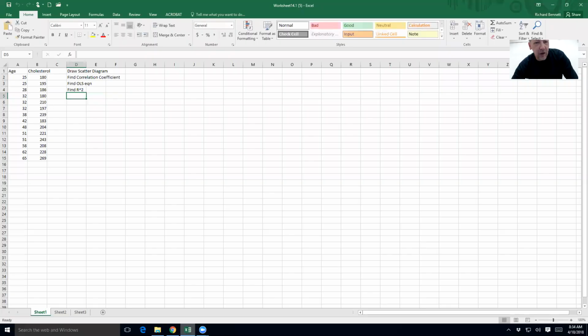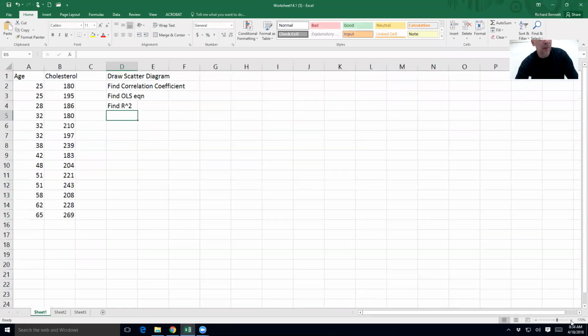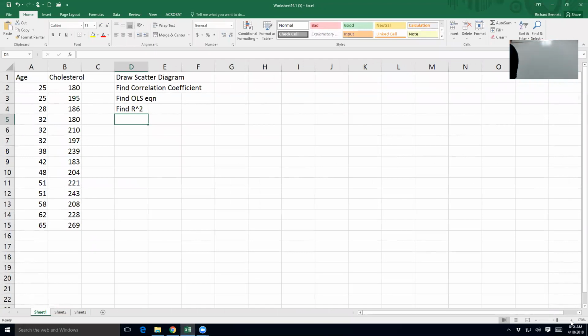All right, so we've got this 14.1. Now, one of the interesting things about 14.1 is it's a good review of some other stuff. So since we've got the final coming up, this is really, really good. Okay, so who remembers? We've got some data here, age and cholesterol. We're trying to find out if age and cholesterol are related.